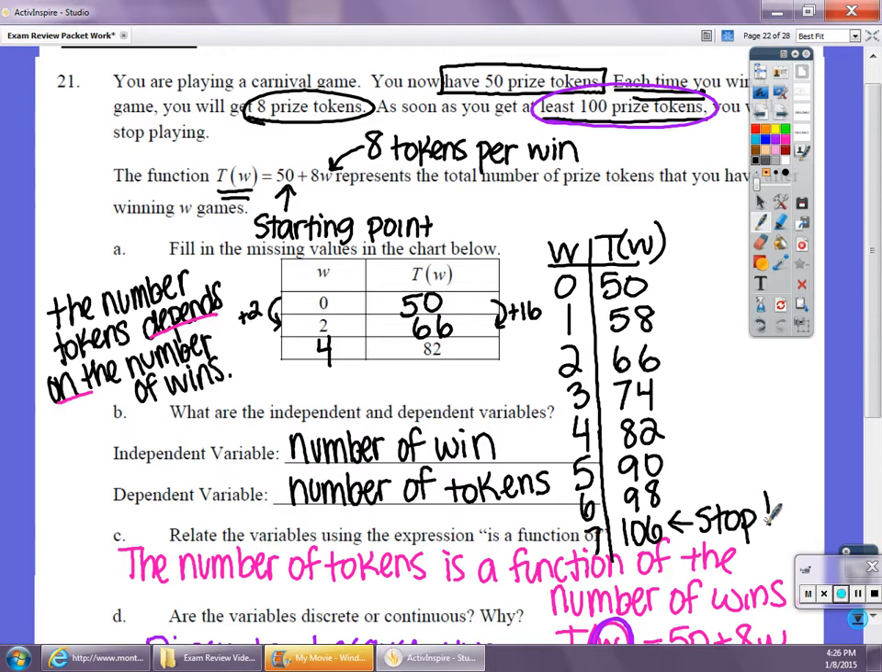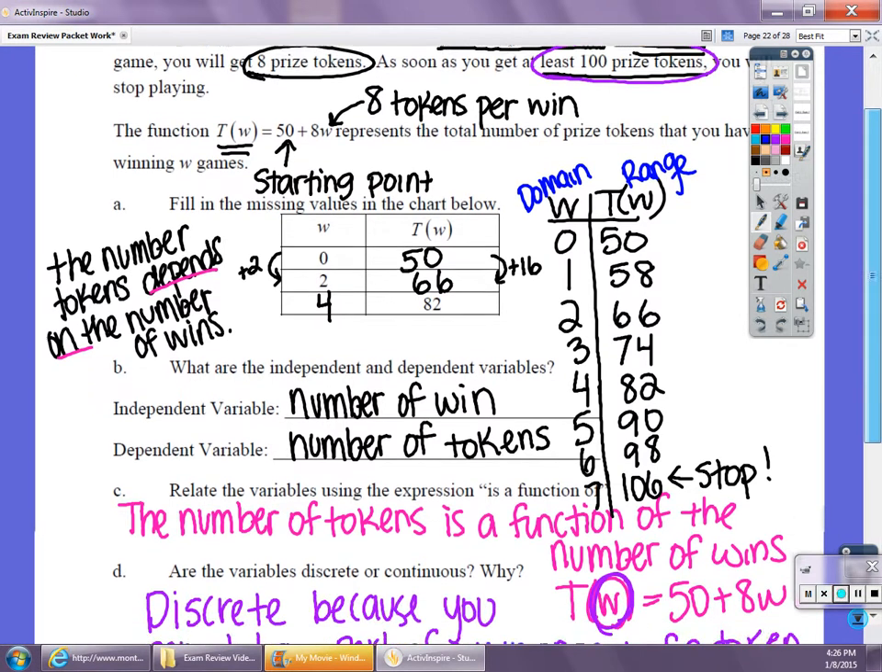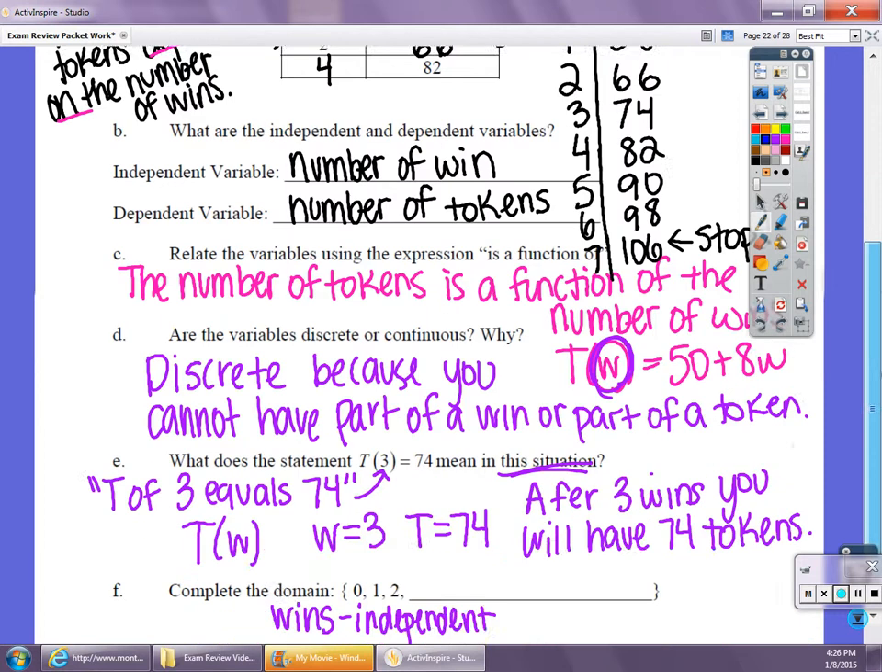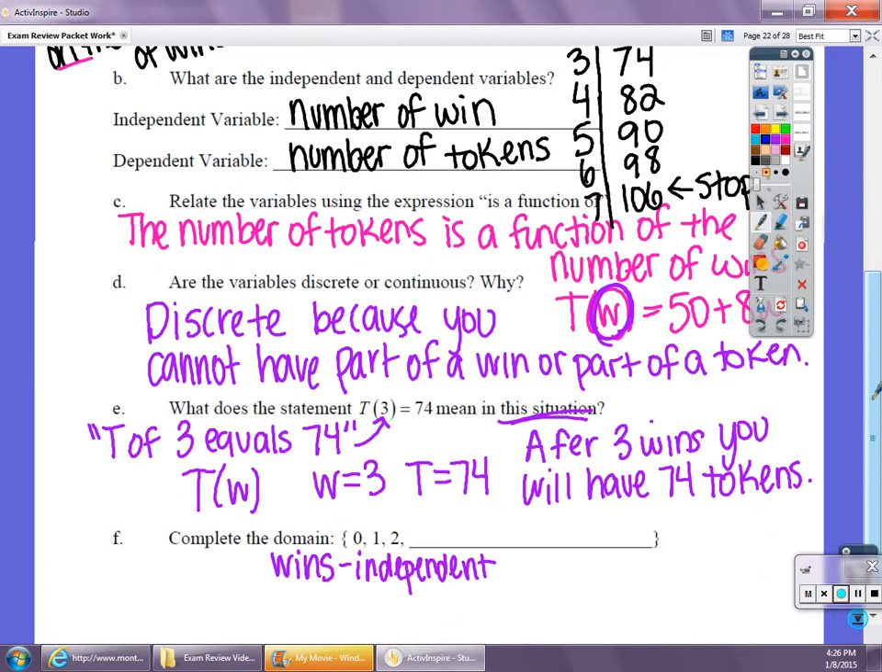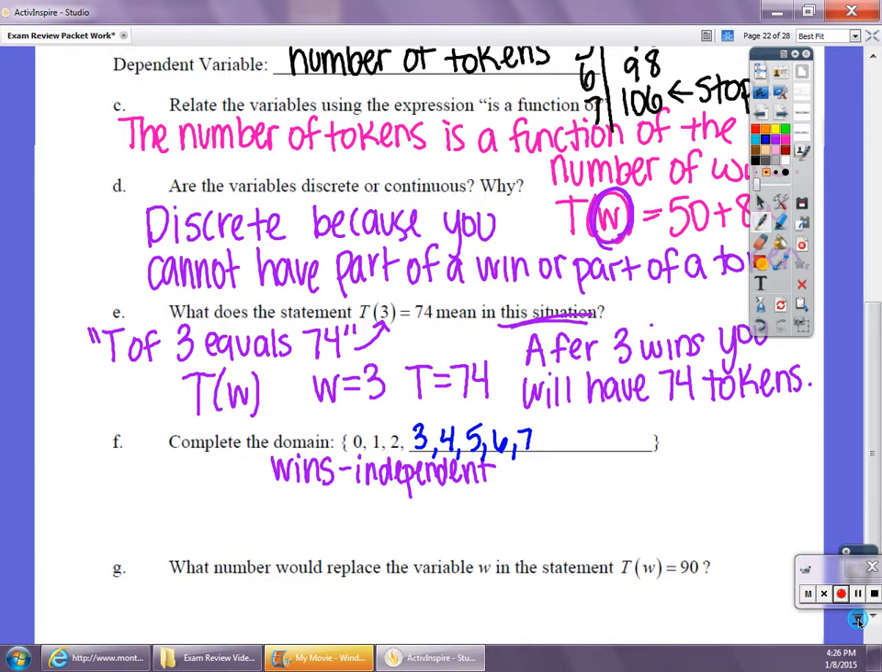So now that we have our completed table, we have our domain, the W, and our range, the number of tokens. So we're going to use that table to complete. We started at 0 and we ended at 7. So it's going to be 0, 1, 2, 3, 4, 5, 6, 7. Okay, is that it? Nope.